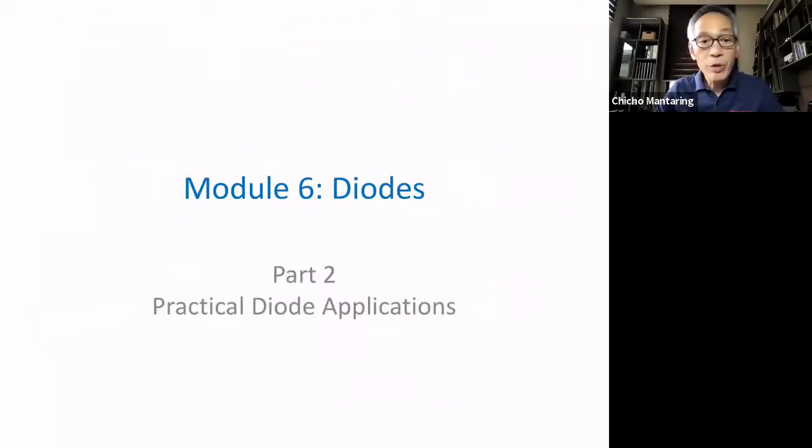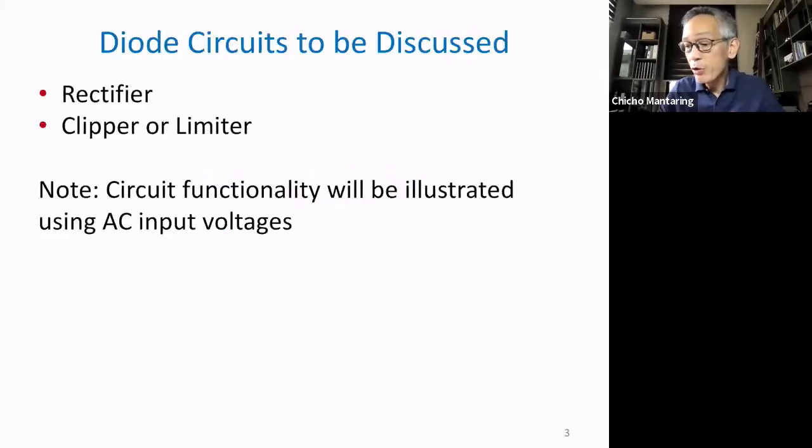Let's start recording now. Okay, so we're going to go into part 2 of the module on diodes, and this is practical diode applications. We're going to actually discuss only 2 types of diode circuits. One is the rectifier and the other is the clipper or the limiter.